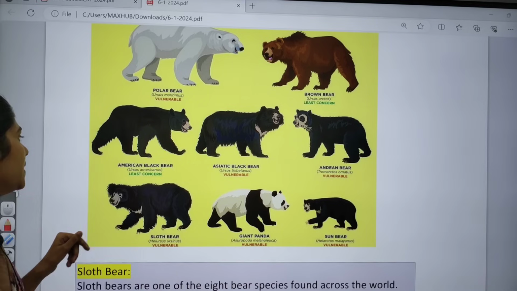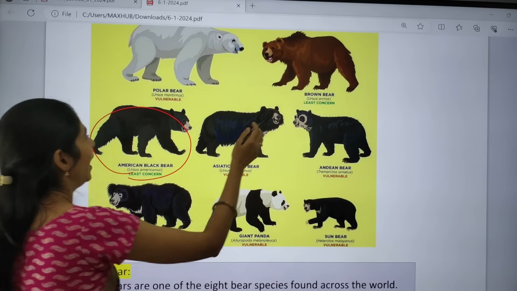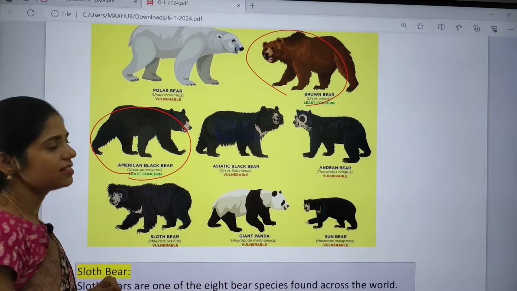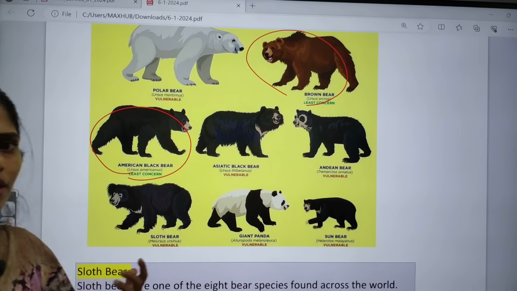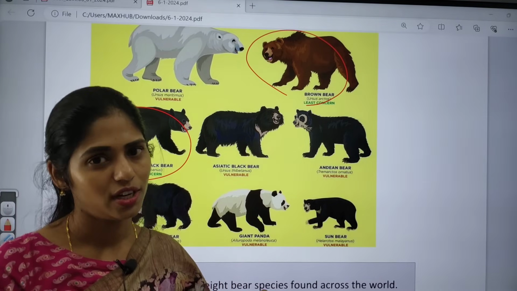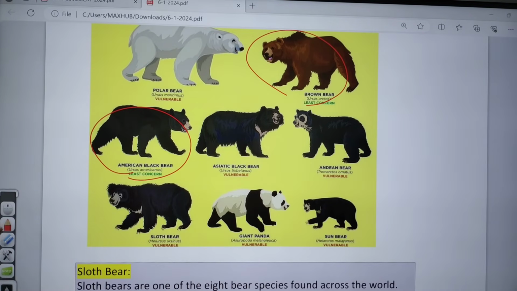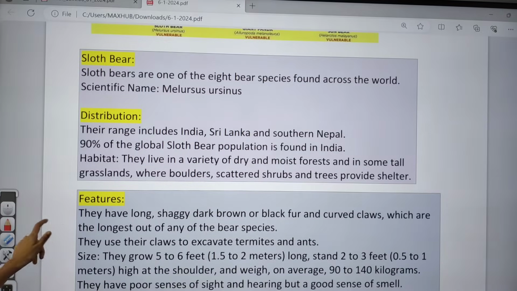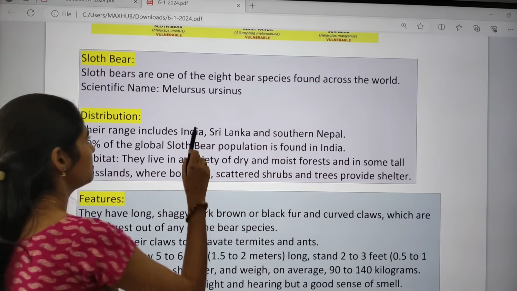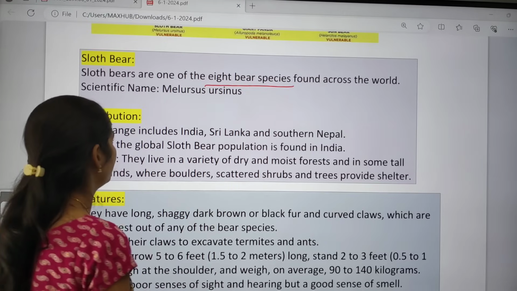Only two species, the American black bear and the brown bear, are least concern, and the remaining species of bear are vulnerable. In this way also you can remember the IUCN status. And if you see some facts regarding sloth bears, they are one of the 8 bear species found across the world.